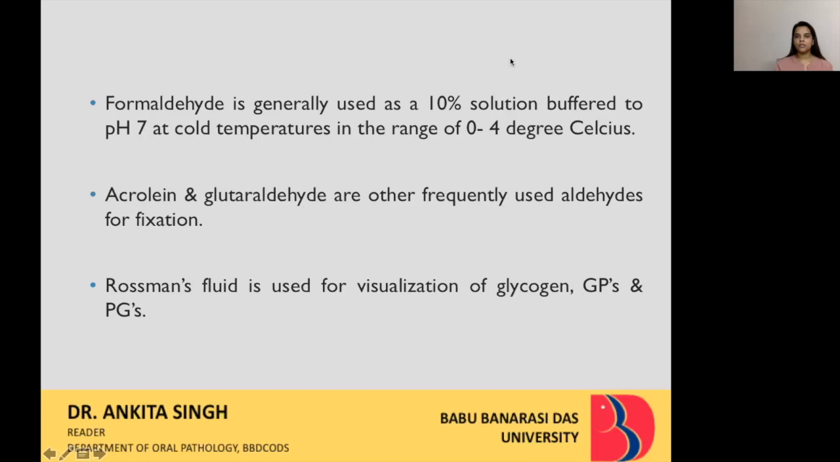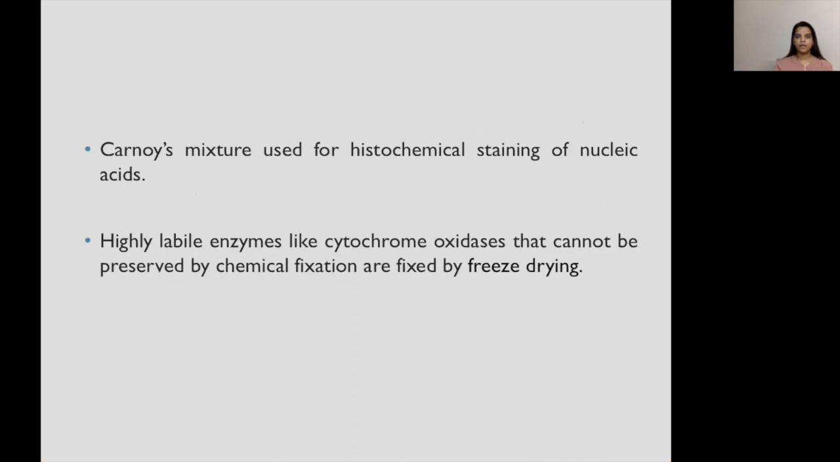Formaldehyde is generally used as a 10% solution buffered at pH 7 at cold temperature around 0 to 4 degrees Celsius. Then apart from formaldehyde, we can also use acrolein or butyraldehyde that are frequently used as aldehydes for fixation. Then Roseman's fluid is used for visualization of glycogen, glycoprotein, or proteoglycan. Carnoy's mixture is used for histochemical staining of nucleic acid.